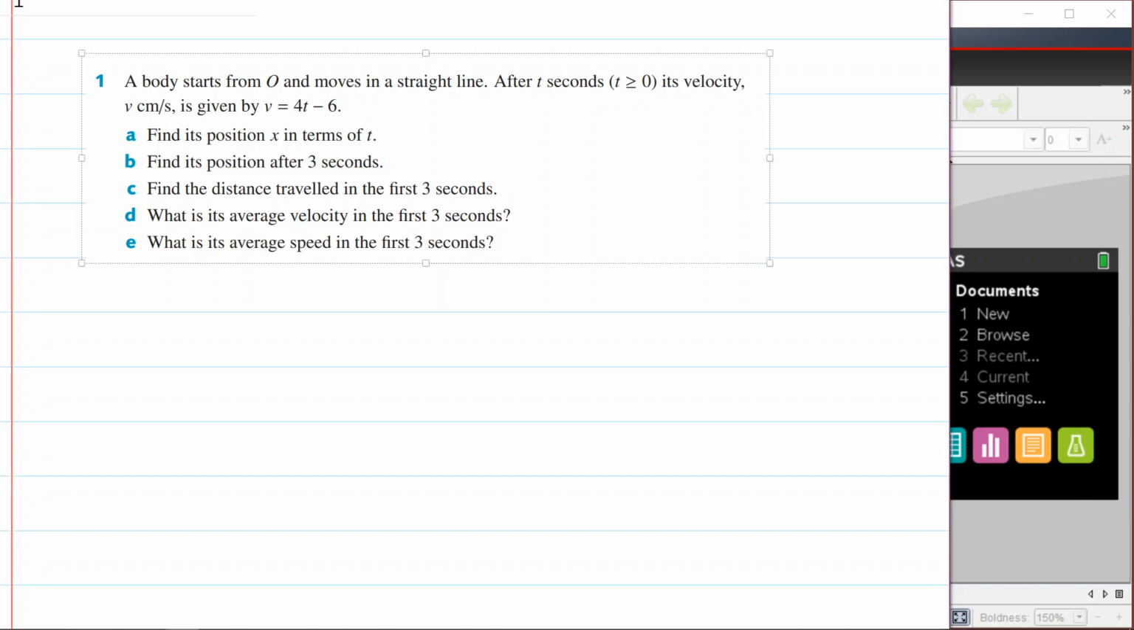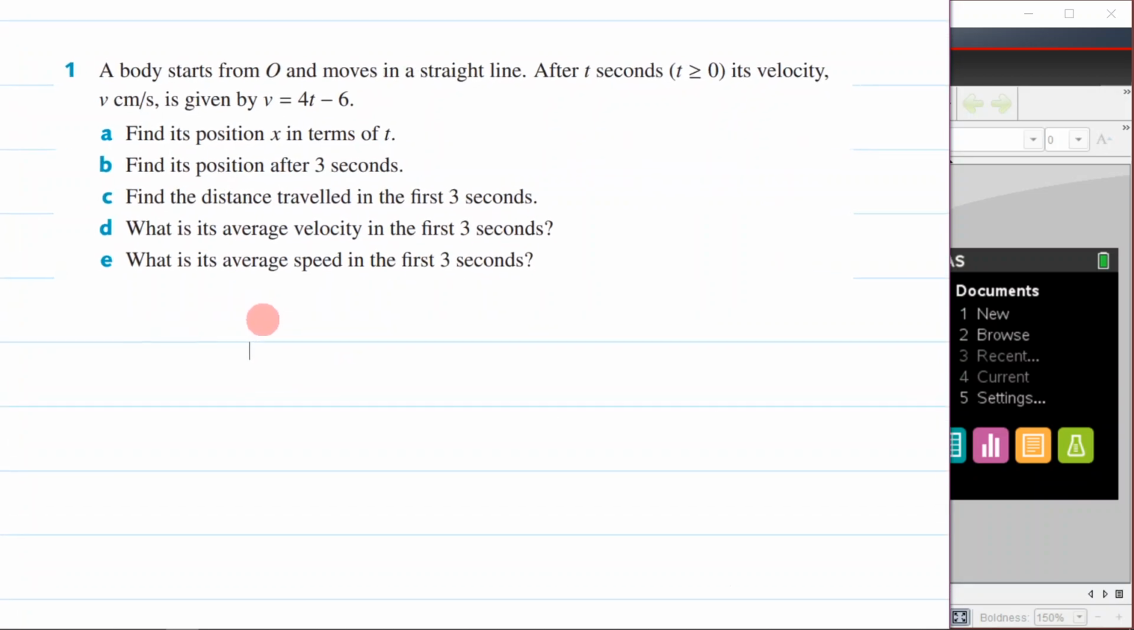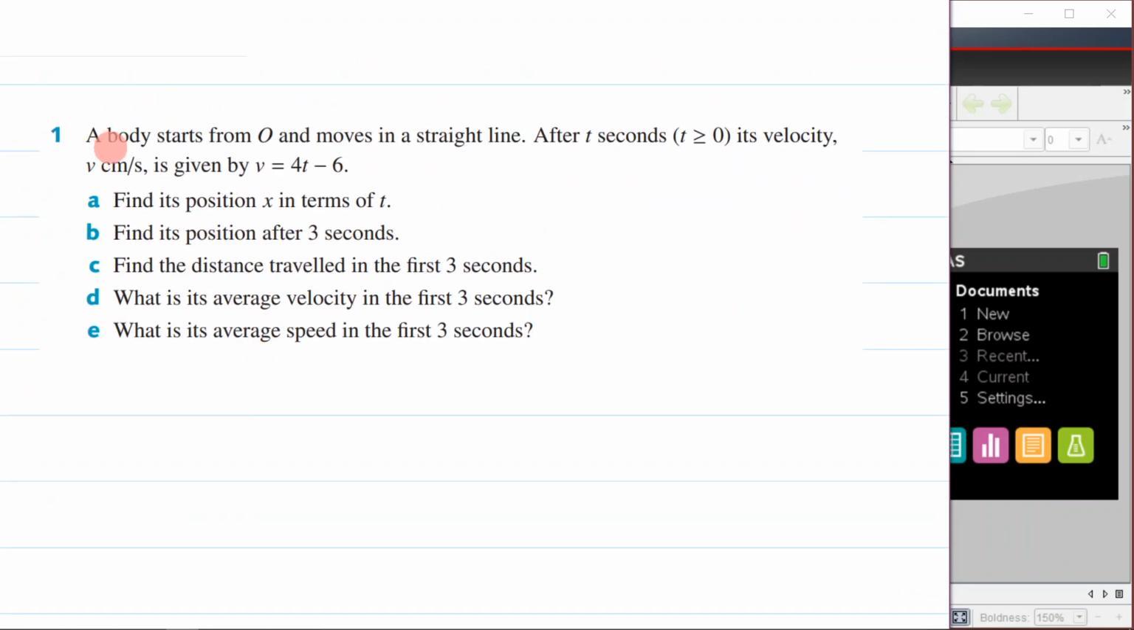Welcome. So we're just going to work through question 1 here of exercise 8G. Let's see what it says and see how we go with it. Okay, so it says a body starts from the origin O and moves in a straight line. After t seconds, its velocity v centimeters a second is given by this. Find its position x in terms of t.